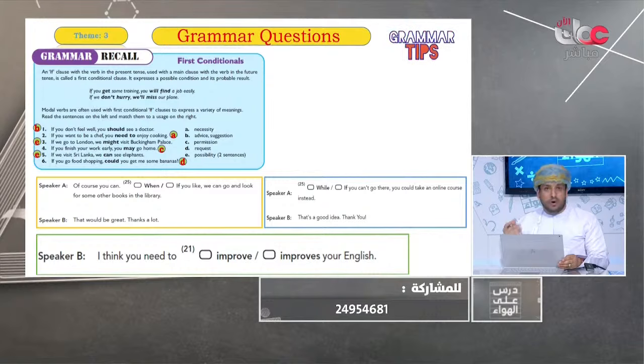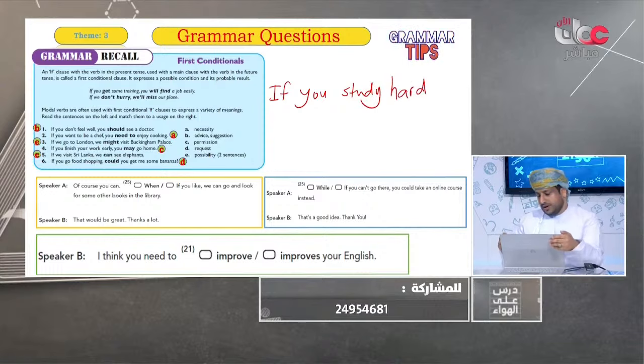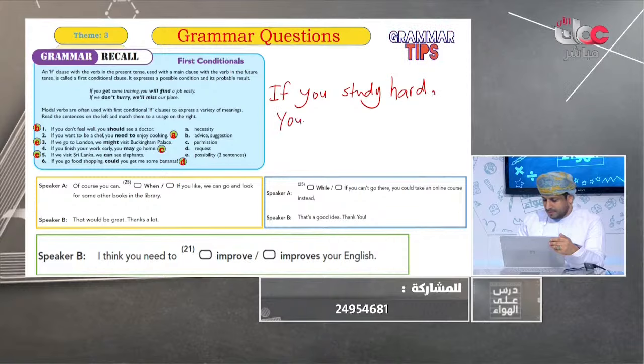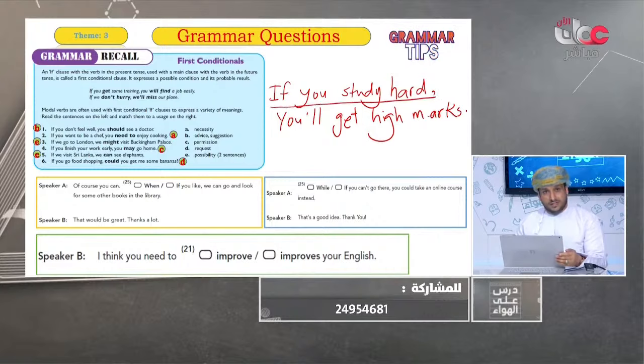Theme number 3 was talking about the first conditional, the if clause. This is really easy. I will give you an example of my own: if you study hard, you will get high marks in English language, or in any other subjects. So this is the if conditional. It consists of 2 parts or 2 sentences. The first sentence will be in the present simple. The second sentence will include the future tense.